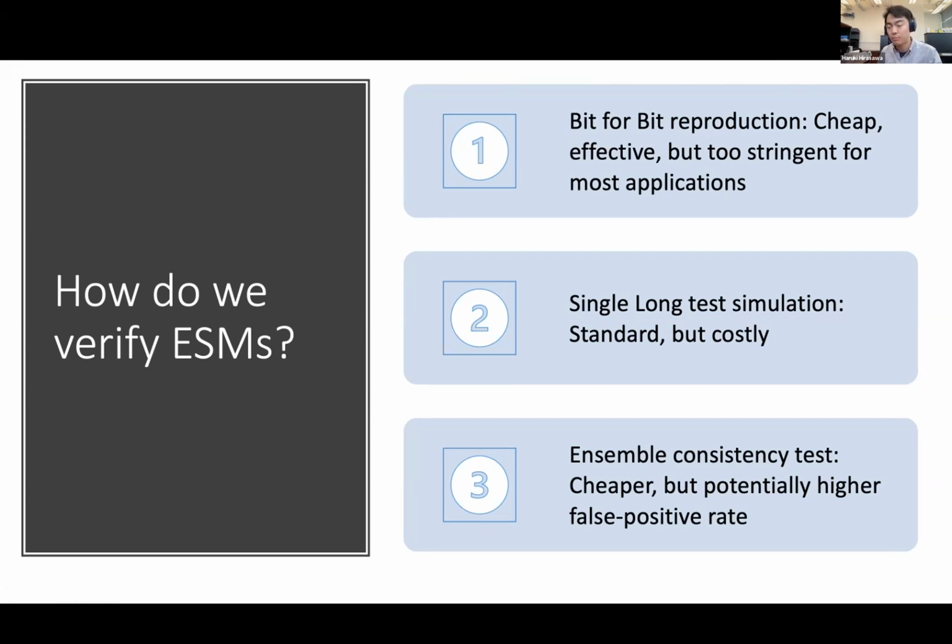The first is bit-for-bit reproduction: cheap, effective, and it's usually too stringent for most applications. The second is, I think, what's commonly used at ECCC, which is just running a single long test simulation, which of course is quite reliable, but pretty costly. And then the third, which I'm introducing here, is what's called the ensemble consistency test, which is cheaper but has a potentially higher false positive rate. That is to say, it sometimes erroneously rejects ports.